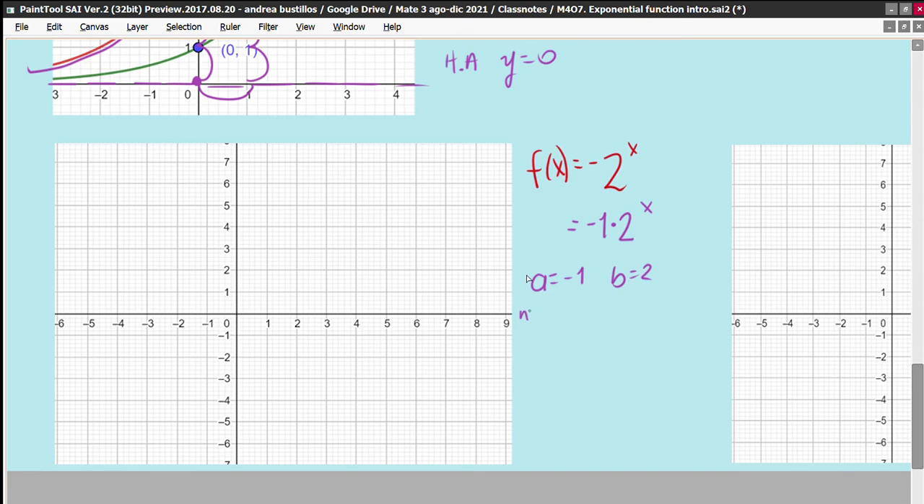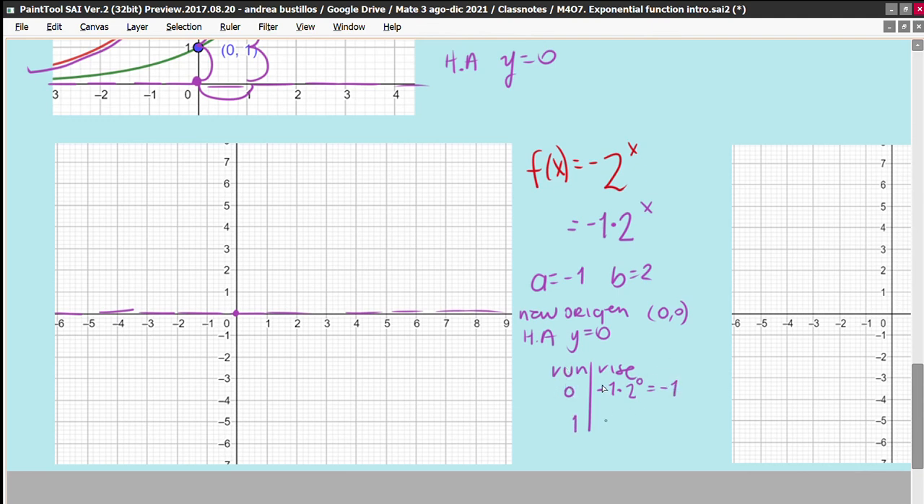First of all, because we do not have any horizontal or vertical displacements, my new origin is (0, 0). That is the center. Also notice that because I do not have a vertical displacement, my horizontal asymptote is y equals 0. And then I'm going to apply my run-rise method. So I know that if I run 0, I'm going to rise my leading coefficient times my base raised to the power of 0. And this is minus 1.